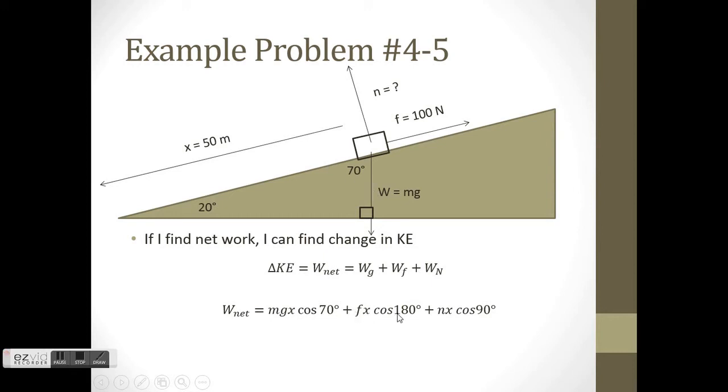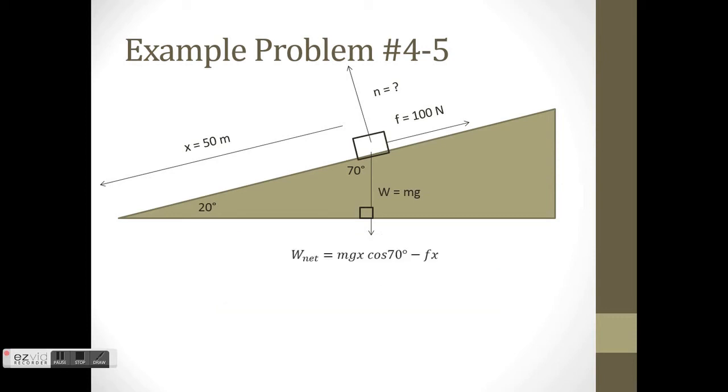Frictional force times displacement times cosine of 180, because that angle there is 180 degrees. Normal force times displacement times cosine of 90. The normal force term cancels out because cosine of 90 is 0. The cosine of 180 is -1, so I could rewrite fx cosine of 180 as just negative fx.